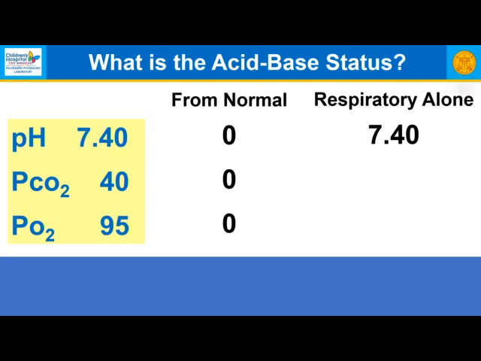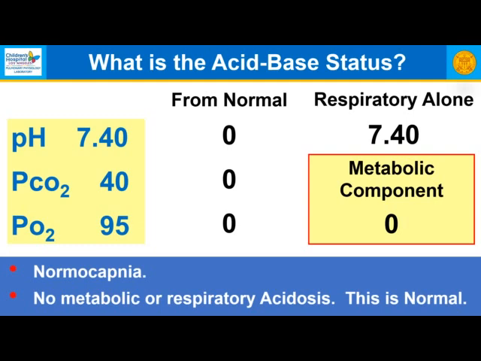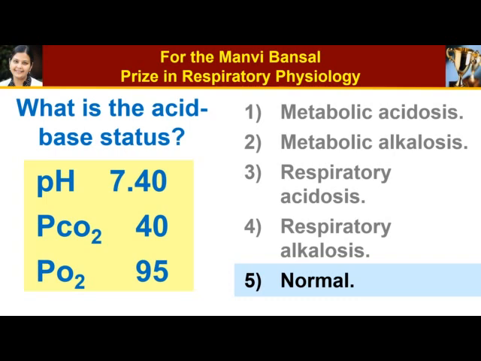And then to determine the metabolic difference, we want to know the difference between the observed pH and that which would be predicted by respiratory events alone. So in this case, it's none. We have essentially a normal blood gas, normal capnia, no metabolic or respiratory acidosis or alkalosis. So this is normal, right? That would be the right answer.